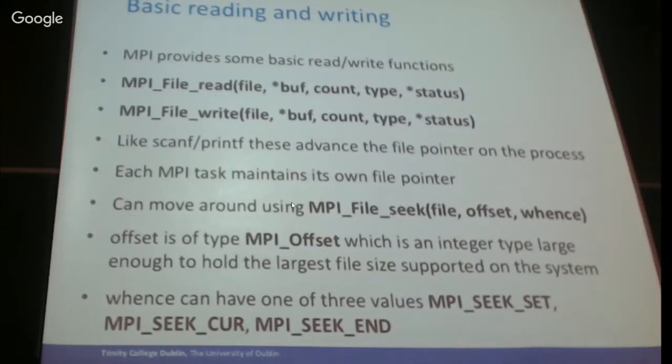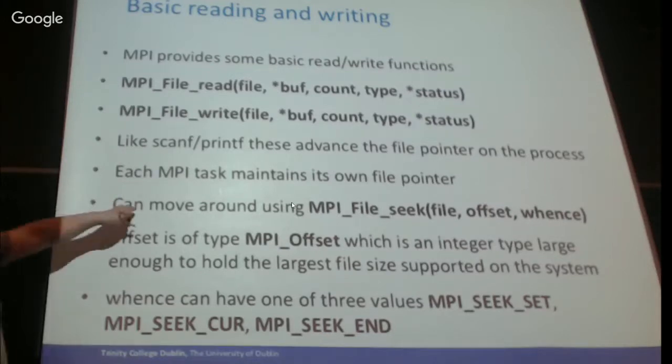Like scanf and printf in the normal C library, these advance your file pointer in the file. So when you open a file, the file pointer points to the start of the file. And then you do an MPI file read of 10 ints. It'll move you on 40 bytes into the file, and now your file pointer will be pointing to byte number 41. And then you do 100 doubles, so that's another 800, so now we're pointing down here to 841, and so on. So the file pointer will move as you do reads and writes.